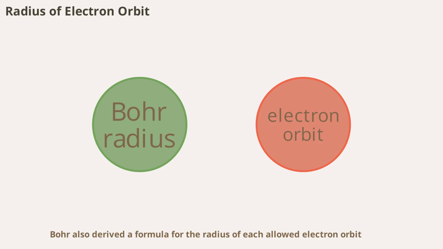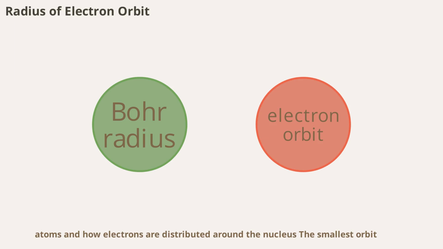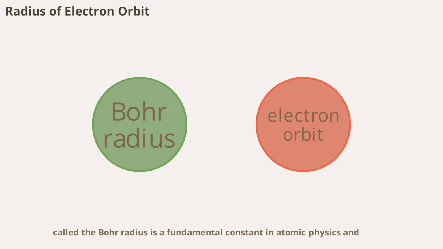of elements. Bohr also derived a formula for the radius of each allowed electron orbit. According to his model, the radius increases with the square of the orbit number, meaning electrons in higher orbits are farther from the nucleus. This relationship helps us understand the size of atoms and how electrons are distributed around the nucleus. The smallest orbit, called the Bohr radius, is a fundamental constant in atomic physics and serves as a reference point for understanding atomic structure.